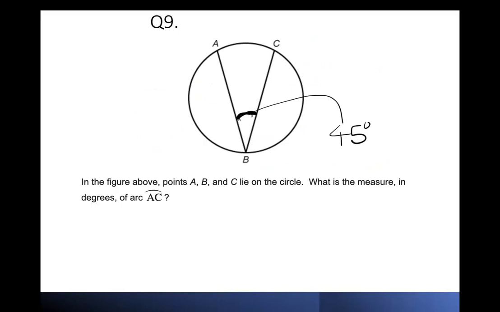Okay, in the figure above, points A, B, C lie on the circle. What is the measure in degrees of an arc, right? You're measuring the angle of the arc. What do you think you need to do to answer this question? Pause, answer the question on your own and try. But let me give you the concept.